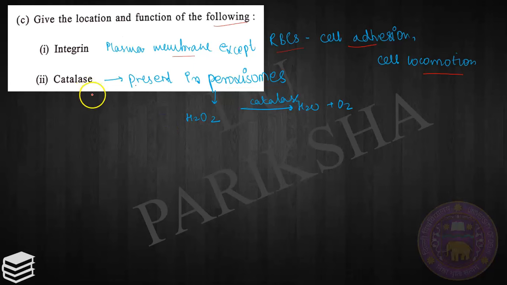Second one is catalase. Catalase is present in peroxisomes. It converts harmful hydrogen peroxide, which is generated in our body due to metabolic processes, into water and oxygen. It protects our cells from oxidative damage.